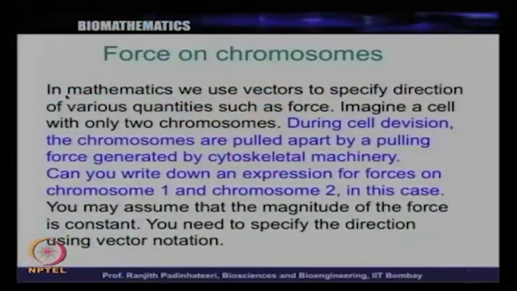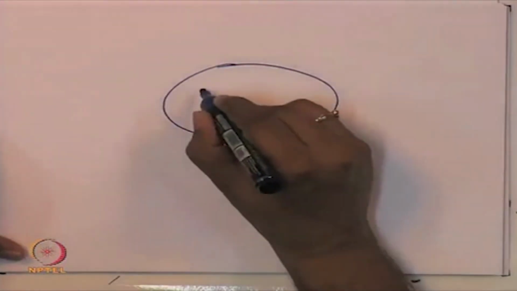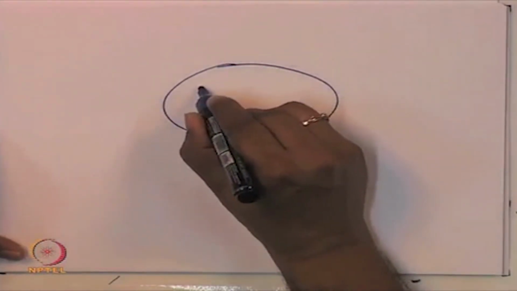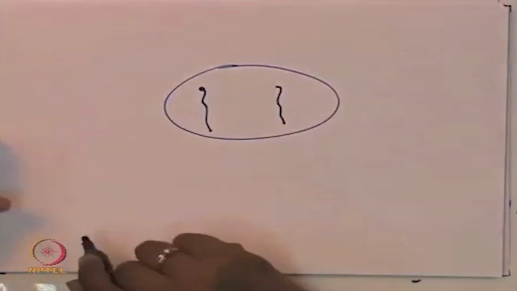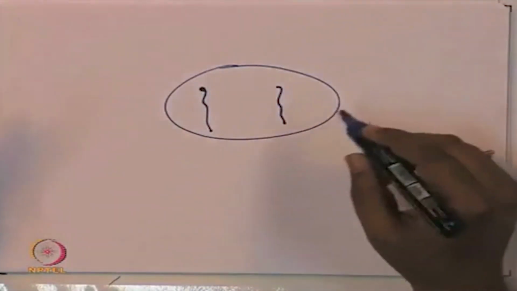So, let us go through the sentences. The first sentence says that in mathematics we use vectors to specify direction of various quantities such as force. So, this is about vectors. And now, imagine a cell with only 2 chromosomes. First let us just draw a picture here. Let us draw a picture of a cell, and let us only draw a chromosome. I will draw a chromosome like this. So, this is a chromosome. It does not matter what the shape is, I just drew this.